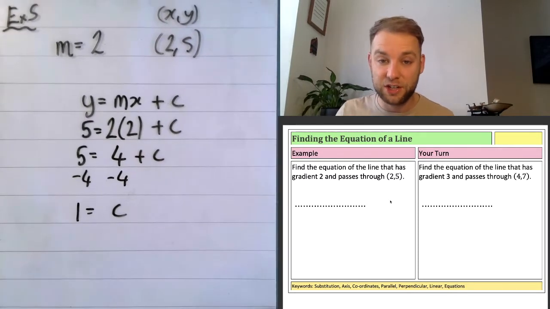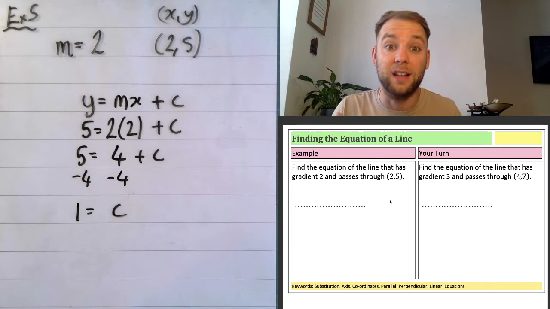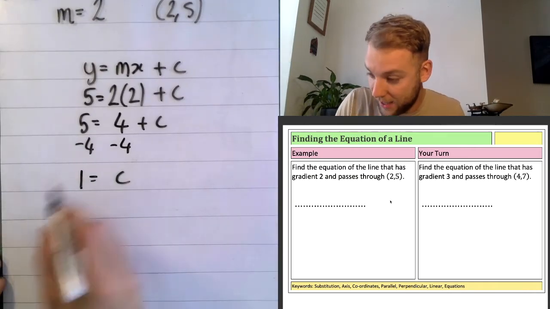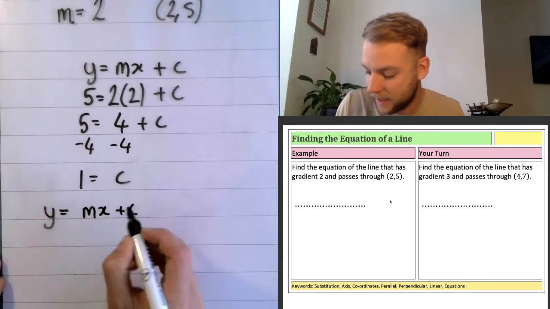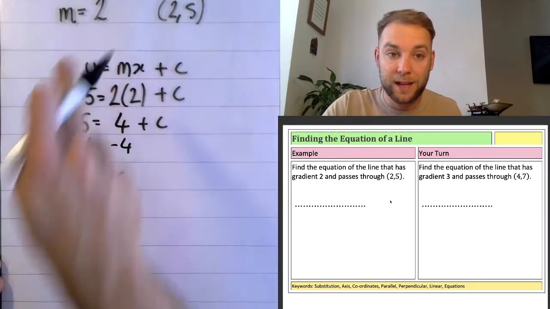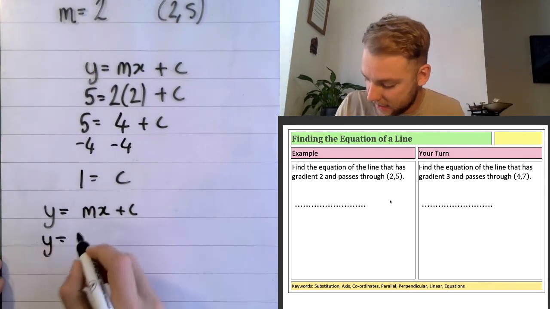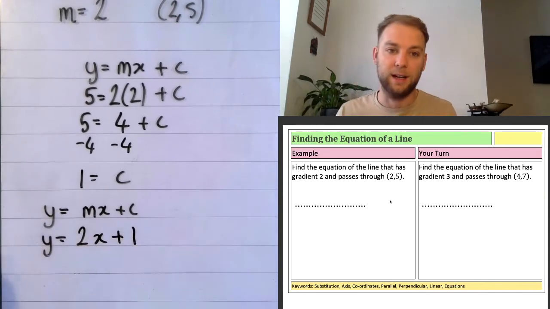Now I still haven't finished here. I found out what c is, but it's asking me for what the equation of the line is. So my equation of the line, I know comes in the format y equals mx plus c, and m is 2, and c I now know is 1. So y is equal to 2x plus 1, like so.